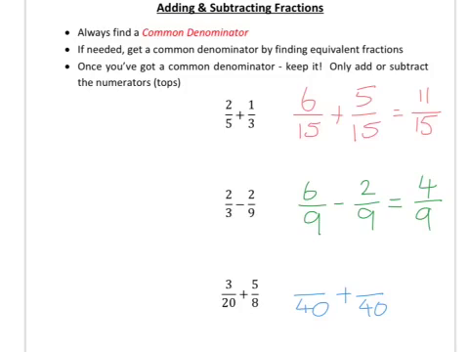20 times 2 gives me 40, so whatever I do to the bottom, I do to the top. 3 times 2 is 6. Same thing with the other fraction. 8 times what gives me 40? Well, 8 5s are 40. 5 times 5 is 25. And so we have two equivalent fractions with the same denominator, a common denominator. That denominator is going to stay, and we simply add the tops. 6 and 25 is 31. And again, 31 and 40 share nothing in common.